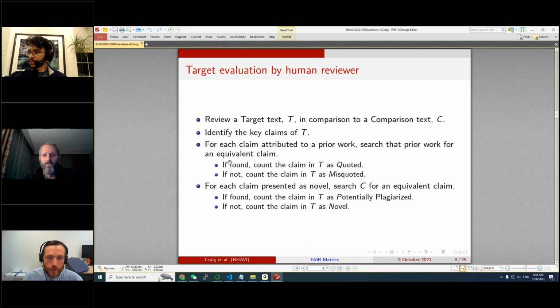And so we also check the statements that they've actually attributed to a prior source and check whether they're quoted or misquoted. And then also check any statements presented as novel and say if they're in C, then they're plagiarized from C. If they're not found in C, then they're truly novel.